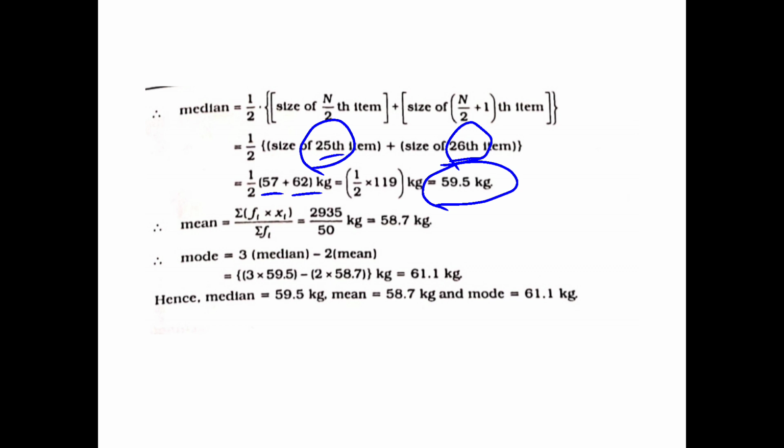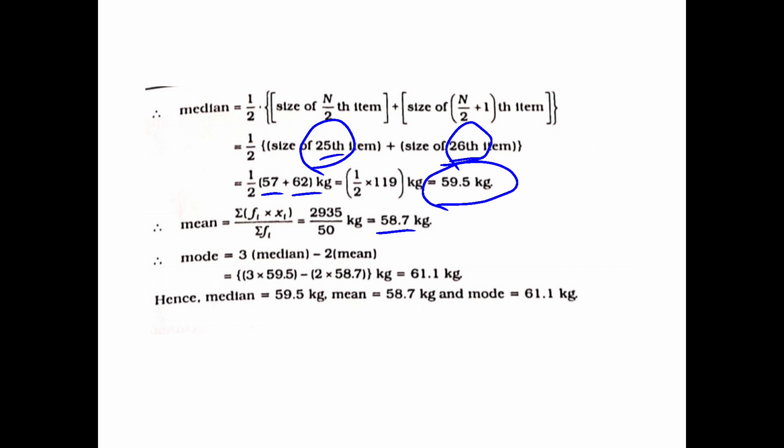Next we need to find the mean. The mean formula is sigma fi into xi divided by sigma fi. Sigma fi into xi we found is 2935, divided by sigma fi, which is 50. On dividing, we get the answer 58.7.